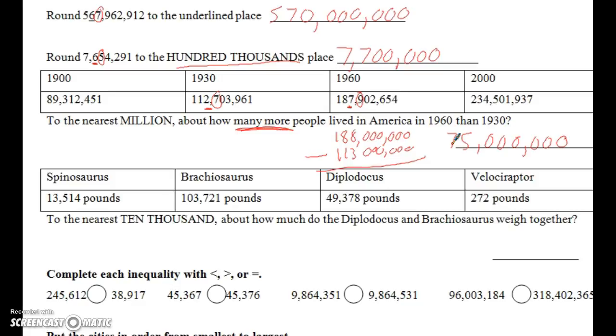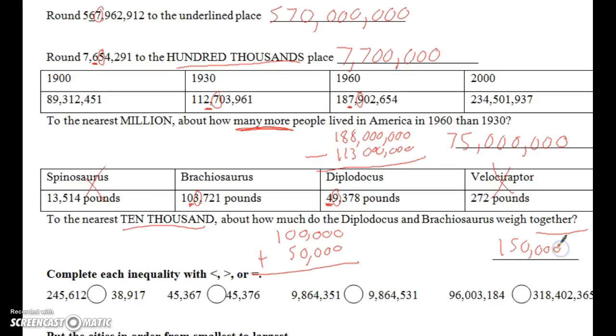To the nearest 10,000, about how much do the Diplodocus and Brachiosaurus weigh together? So together tells me I'm going to be adding, nearest 10,000. Okay, that one. I don't want the Velociraptor. 10,000's place, so that would be there. So Brachiosaurus is just going to be 100,000. Diplodocus going to the nearest 10,000th place. Level 9 bully, go up. It's going to go up to 50,000. Oh, look how easy that is going to be to add now. 100,000 plus 50,000.